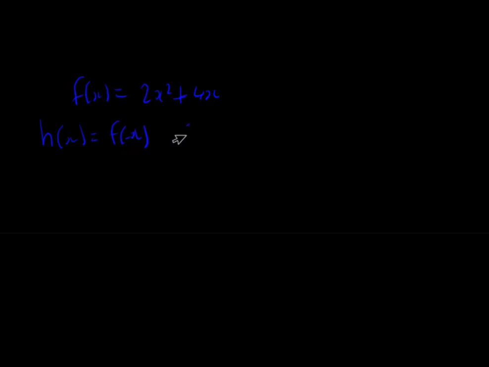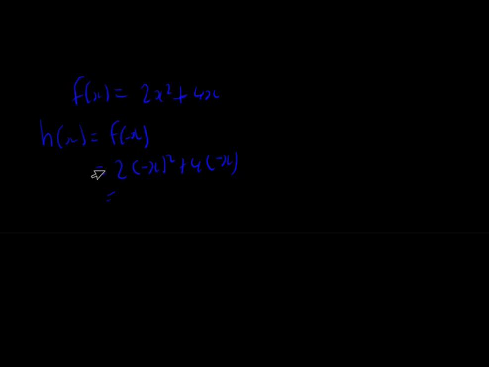Now, if it was f of 2, what you would do is that everywhere you see x, you would put 2. But this time it is f at minus x, meaning that wherever you see x, you put minus x. So what you're going to do is say it's going to be minus x all squared plus 4 into minus x. So we have just replaced x with minus x. Now we'll simplify.